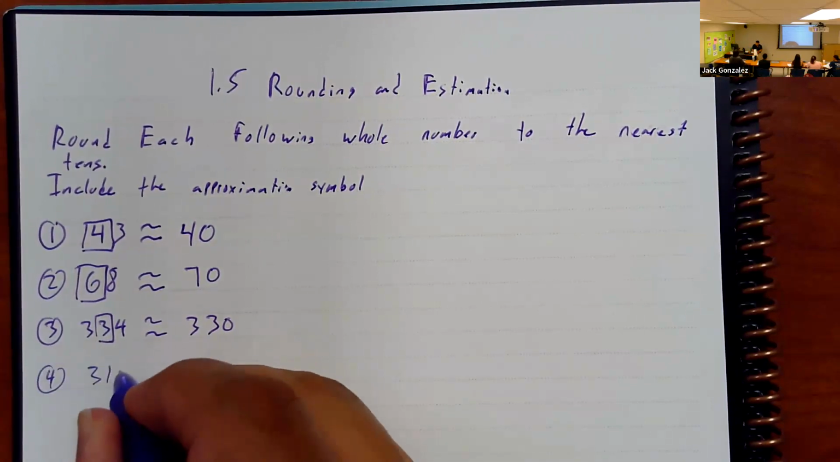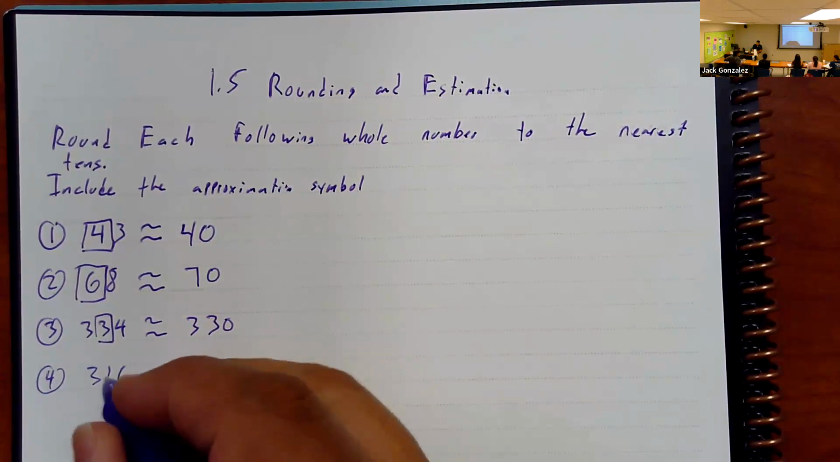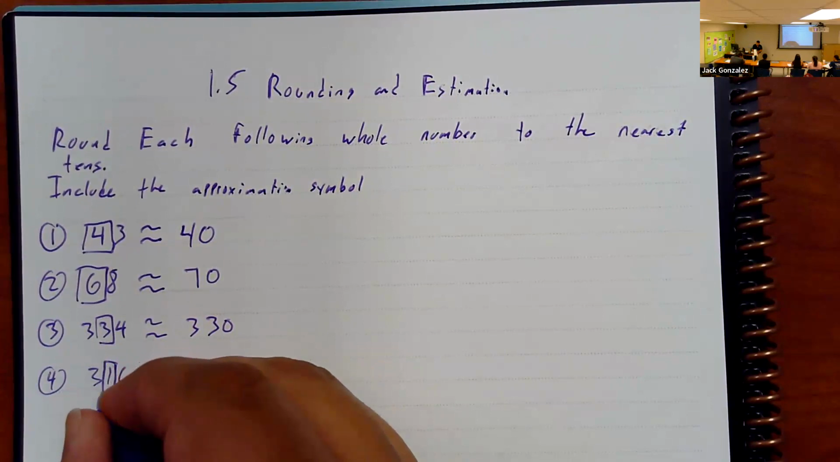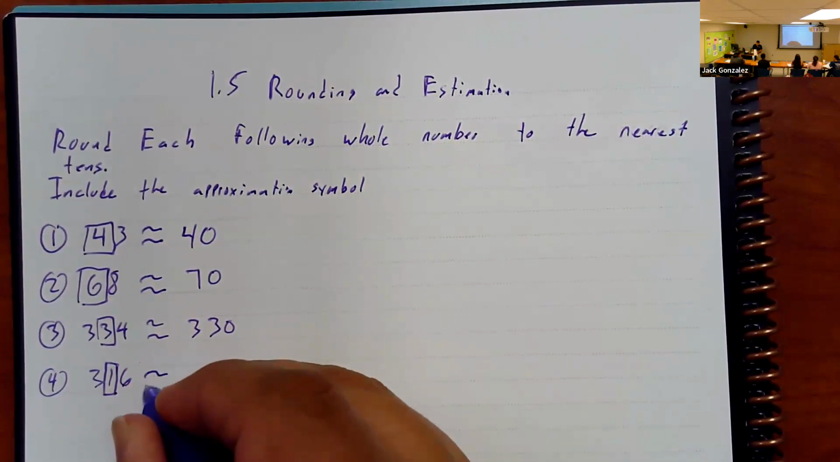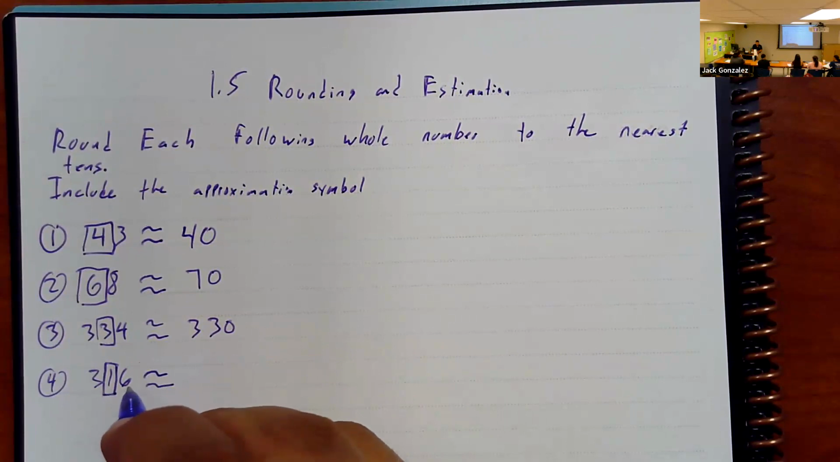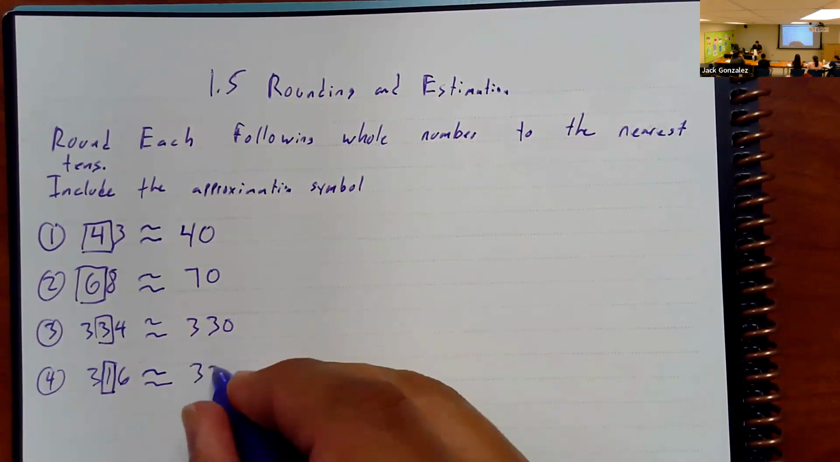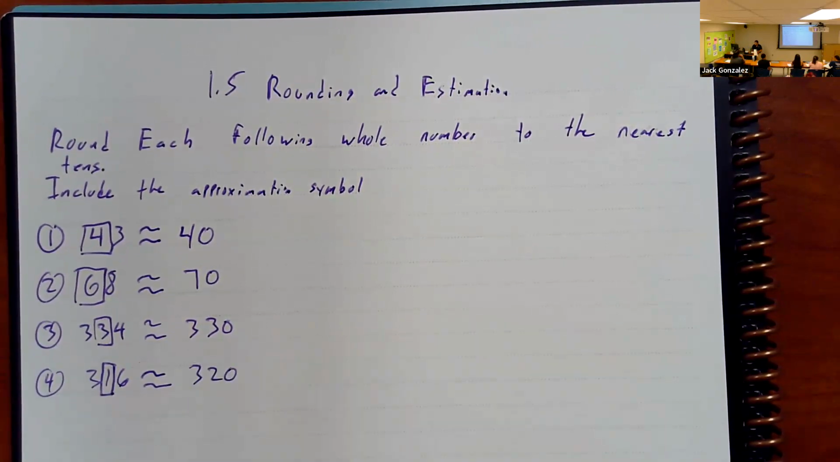Which one do I box here? 310, the 10, right? And since you look to the right, it's bigger than 5. So what's the answer? 320. Okay, nothing crazy, right? Any questions on 1 through 4? If the second number is a 5 or more, yeah, round up.